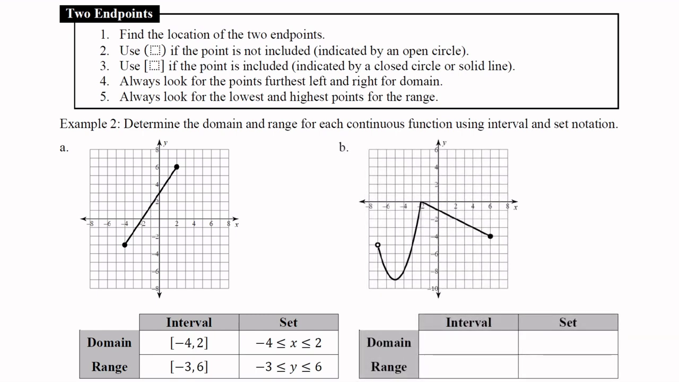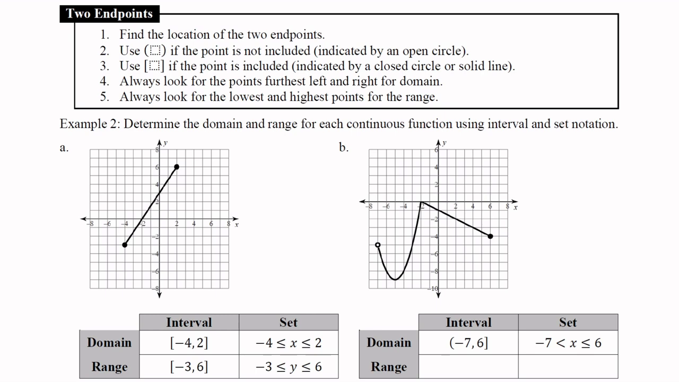For B, we have, again, a continuous function. This time for the domain, we have on the left-hand side an open dot at -7, and on the right-hand side a closed dot, meaning we are including the 6, and we're going to use a bracket in interval notation. So parentheses, -7 to 6, closed bracket. Okay. For set notation, we're going to use our inequalities, but there will be no equals to on the -7 because -7 is not included.